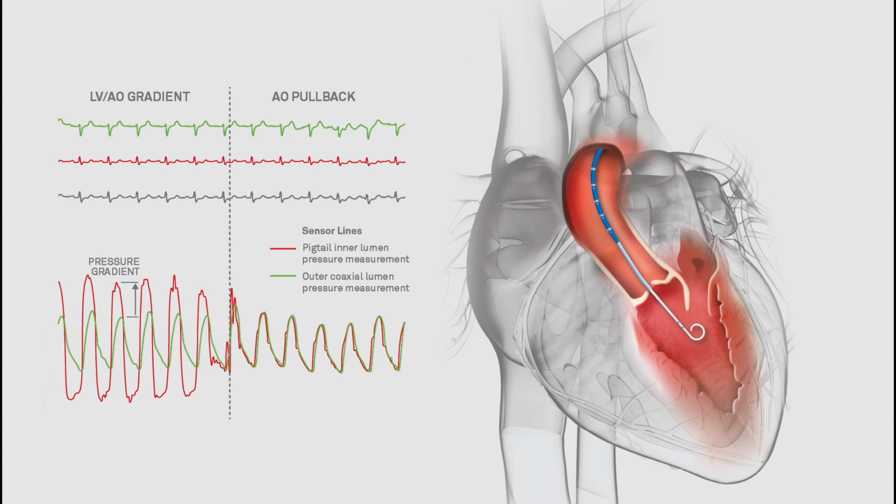You can also perform a pullback. This pulls the pigtail portion into the aorta, and you can see when this is done, that gradient disappears. This is to assess for an intrinsic gradient.